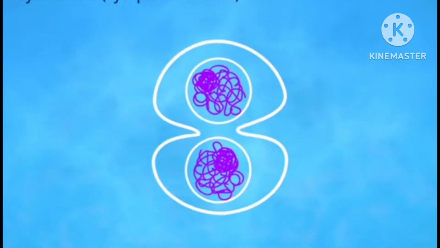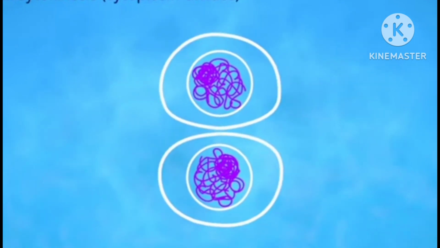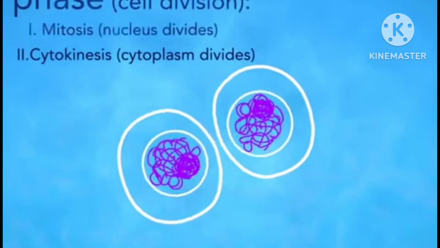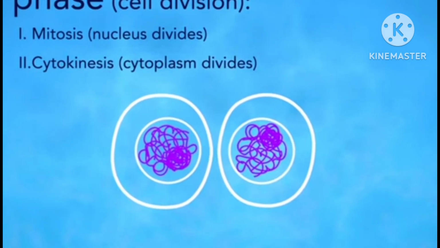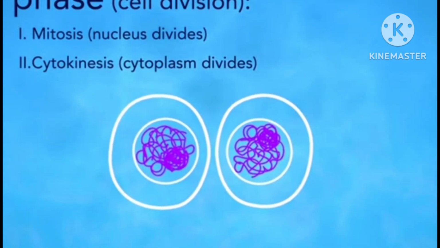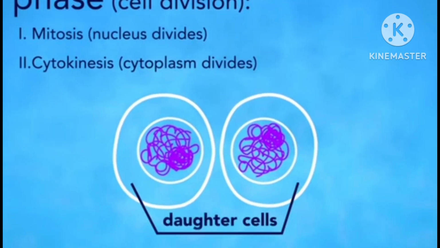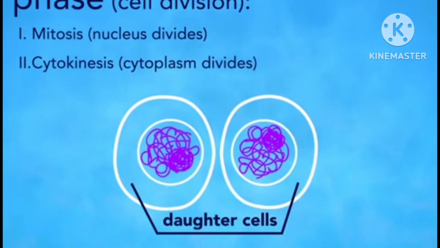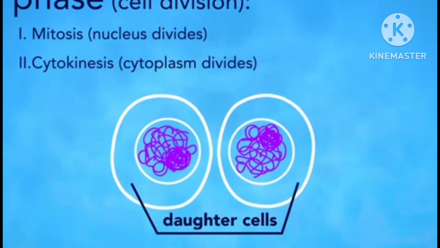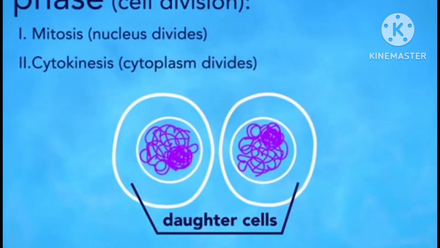Cytokinesis is division of the cytoplasm. The M phase is complete after cytokinesis occurs. The M phase of the cell cycle always results in two daughter cells. Both of these daughter cells are identical to each other, and identical to the original cell that underwent mitosis.